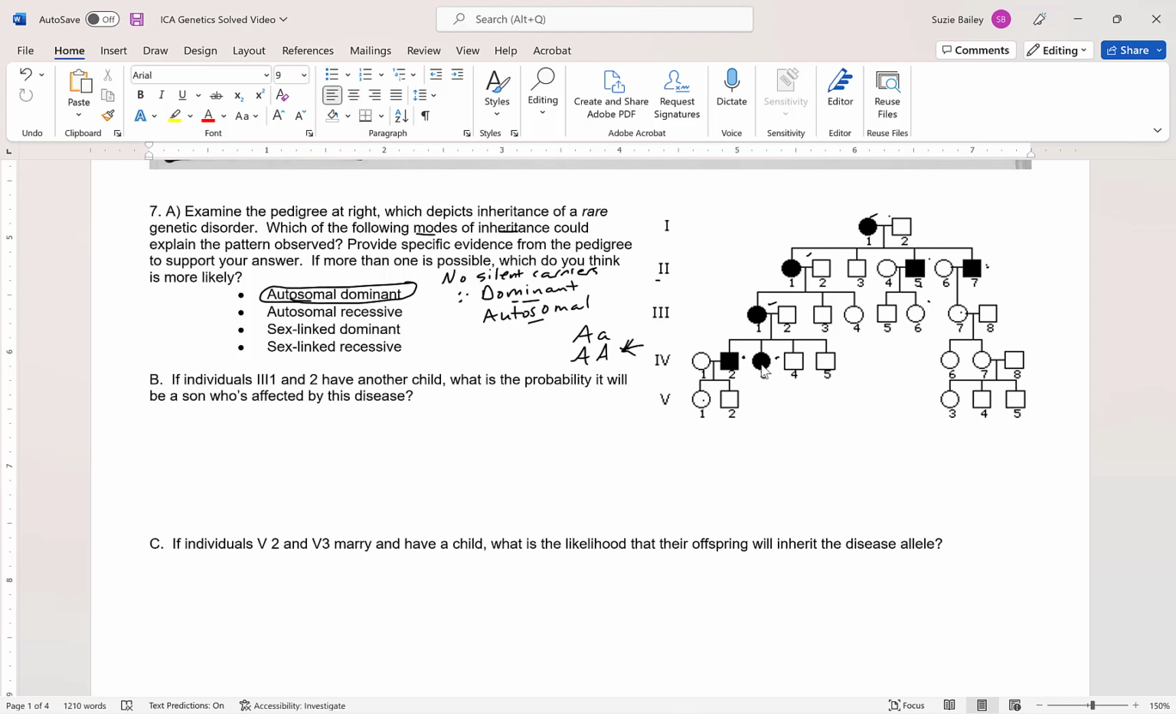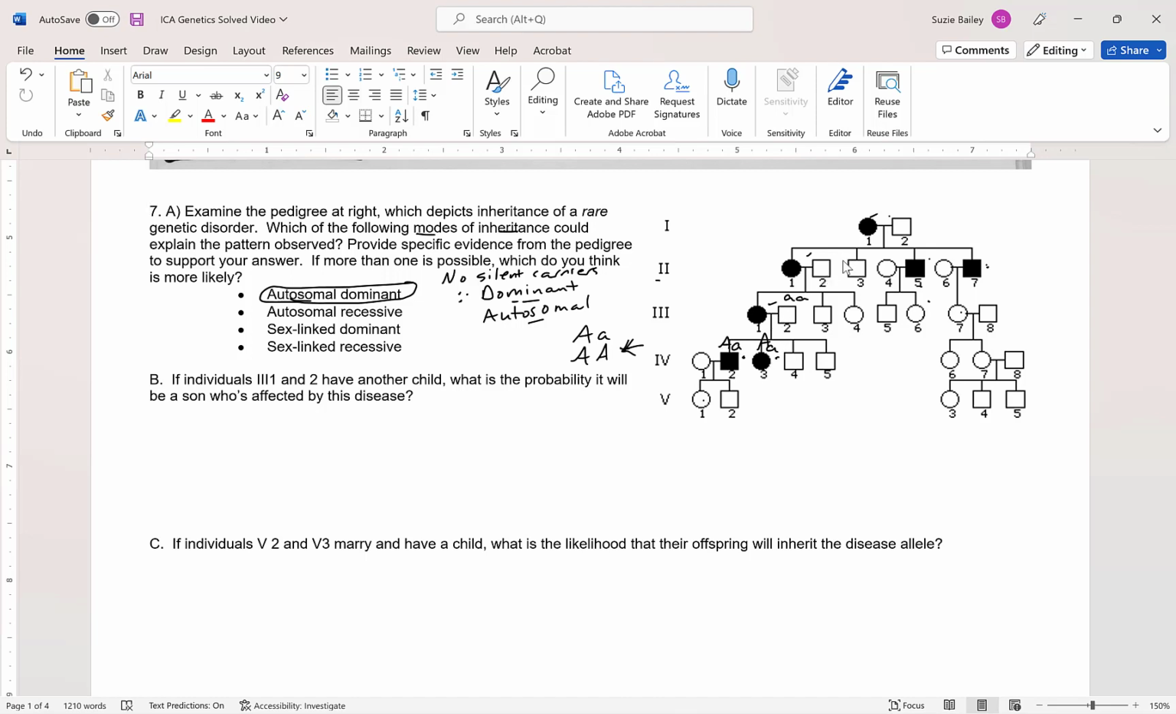So for example, here in generation 4, we have 2 individuals who are affected, and we look and see mom is also affected, but dad is not. So dad must be homozygous recessive to not be showing this dominant trait, which means these individuals must have inherited a recessive allele from dad. Since they're showing the trait, we know they inherited that dominant allele from mom.